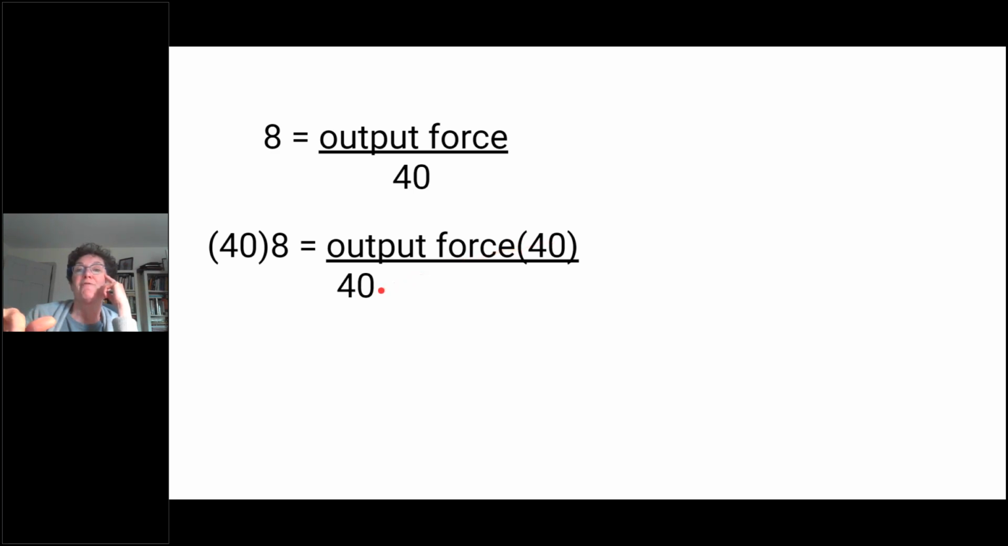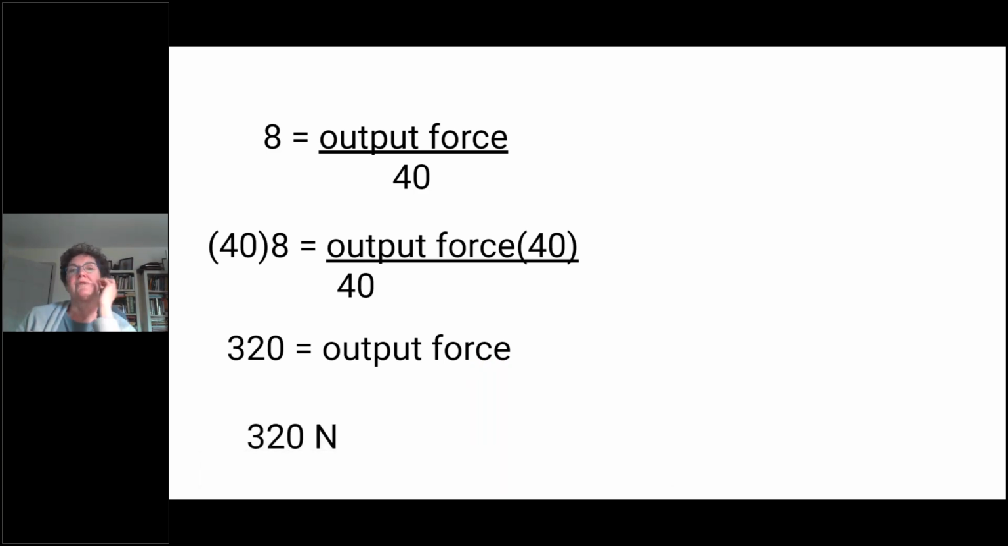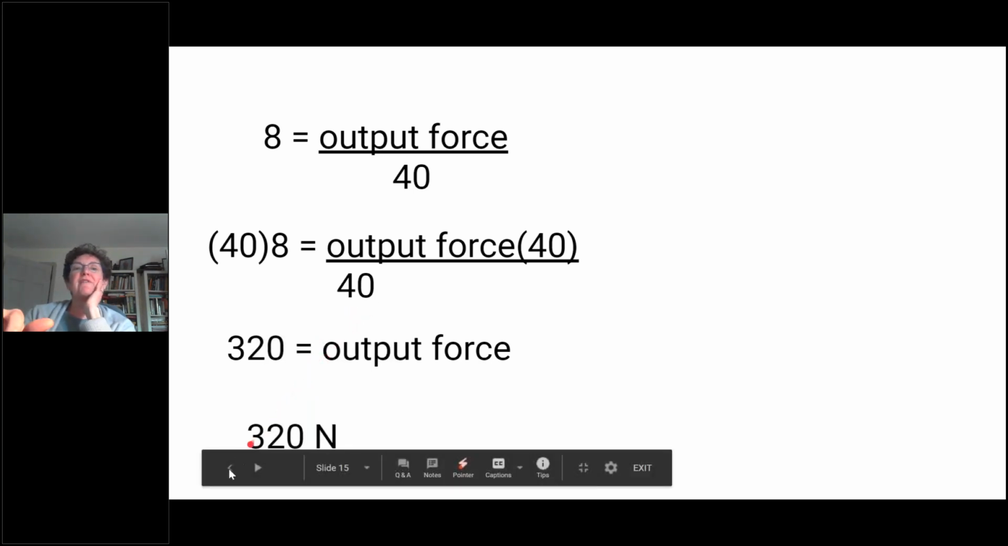If I divide 40 by 40, I get 1. So now I've got 1 of whatever this output force is, equal to 40 times 8. 40 times 8 is 320, and that equals my output force. And if I'm talking force, I know that my units are newtons. So 320 newtons.